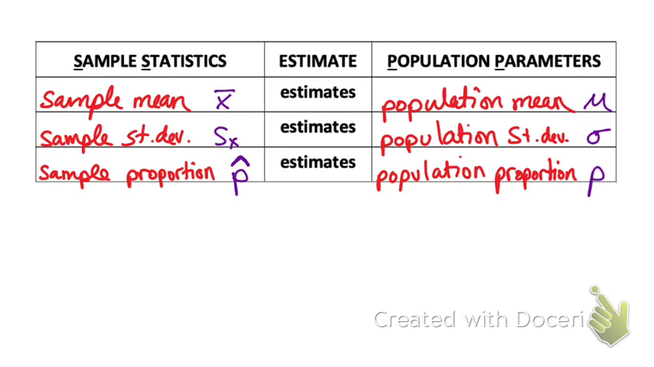So here's the good news, you guys. These never cross. X bar, its only job, whenever we use it in this way, is to estimate mu. S sub x is always trying to estimate sigma, and P hat is always trying to estimate P.